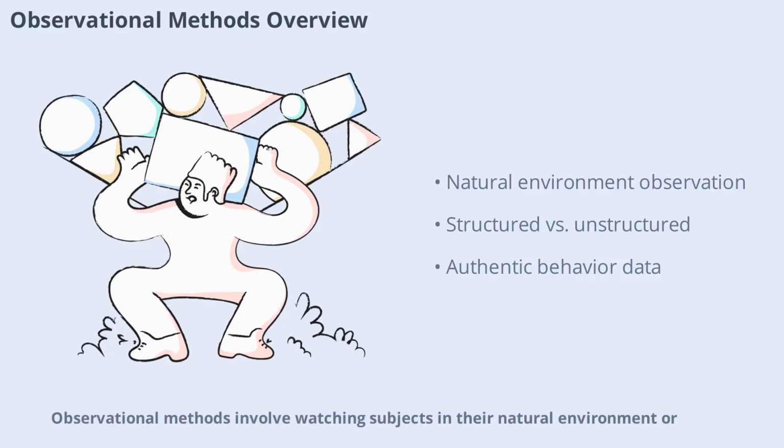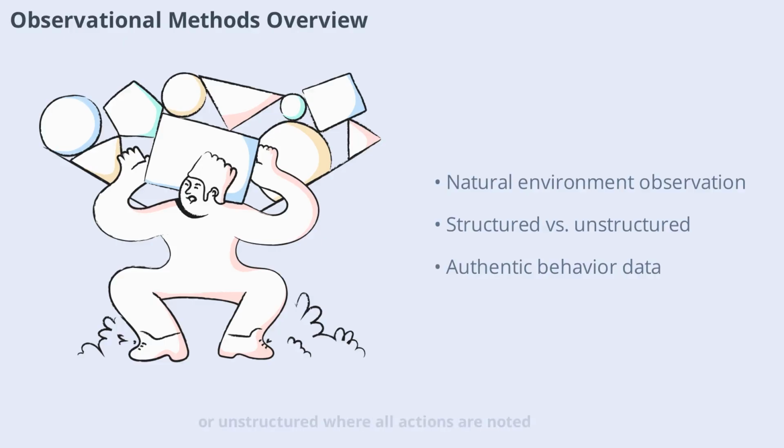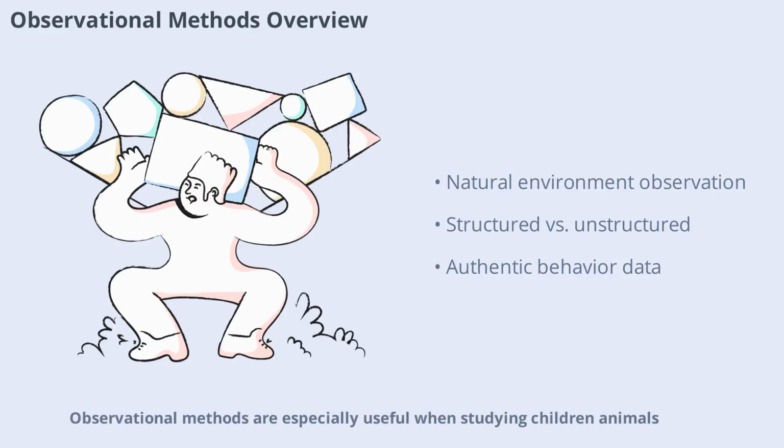Observational methods involve watching subjects in their natural environment or in a controlled setting to record behaviors as they occur. This technique allows researchers to gather authentic data without interference. Observational studies can be structured, with specific behaviors being tracked, or unstructured, where all actions are noted. The goal is to capture real-life behavior patterns which can then be analyzed for trends or anomalies. Observational methods are especially useful when studying children, animals, or situations where direct questioning isn't possible.